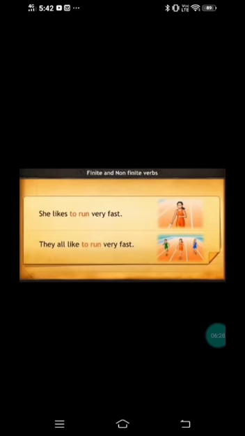Next sentence. She likes to run very fast. They all like to run very fast. Here, what is the verb, children? To run? Run, right? So, irrespective of the subject, the verb did not change, right? So, when the verb does not change its form, which is independent of the subject, it is called a non-finite verb.